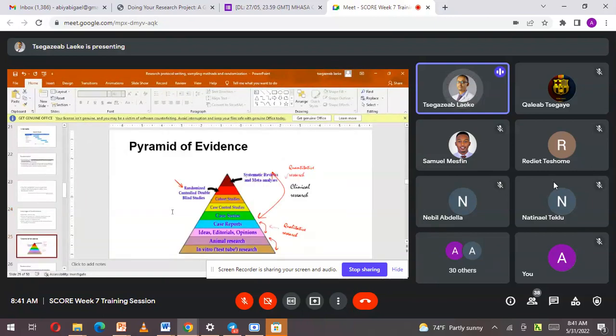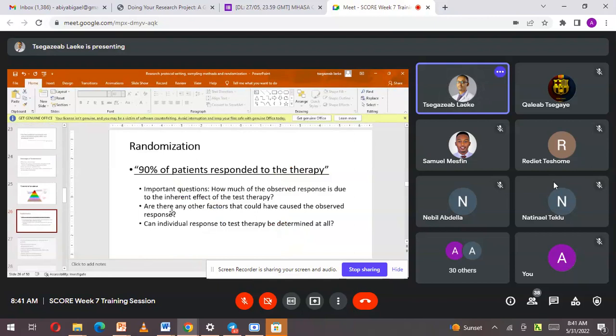So this is the pyramid of evidence in research studies. Randomized control trials are one of the top quality evidences that we can generate by doing research. Let's say you have many patients, and you say that 90% of patients responded to the therapy. What comes to mind is how much of the response is due to the effect of the test therapy.